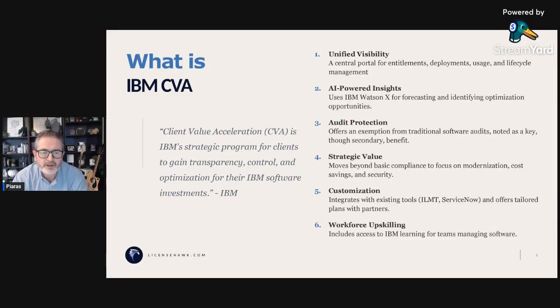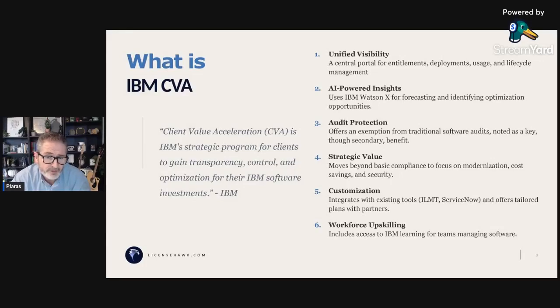What we're looking at here is IBM's definition. CVA is IBM's strategic program for clients to help gain transparency, control, and optimization of their IBM software investments. There are generally six or so elements to it, which you can see there on the right. The big one that people focus on is the audit protection, and we're going to have a look at that later.